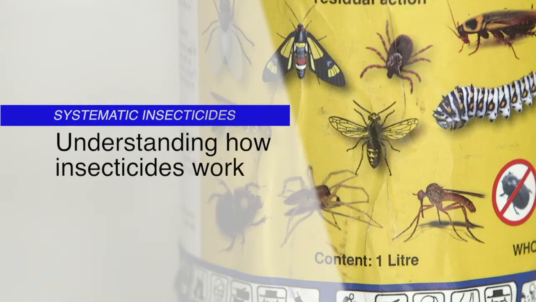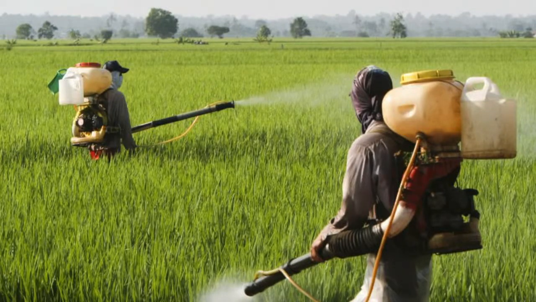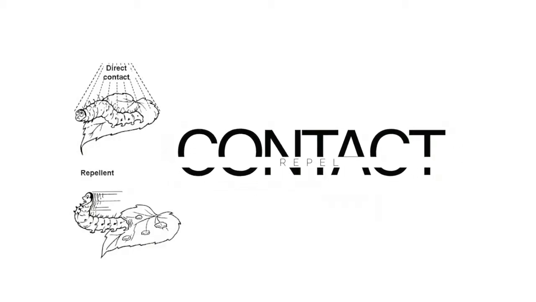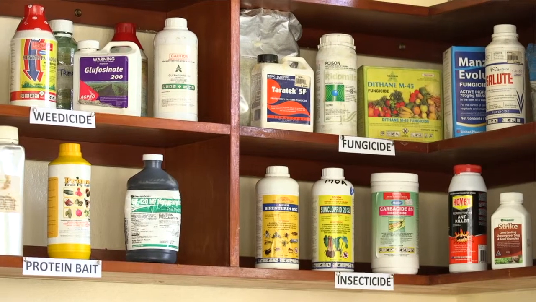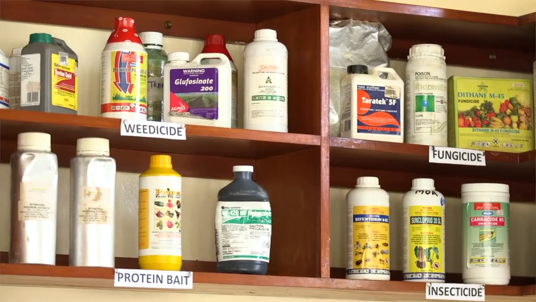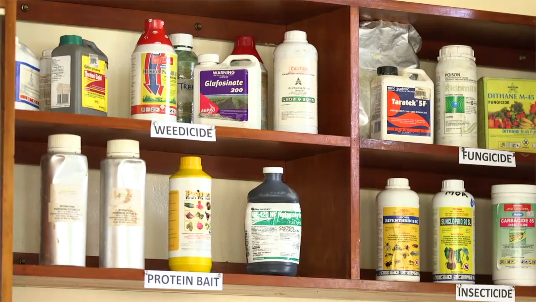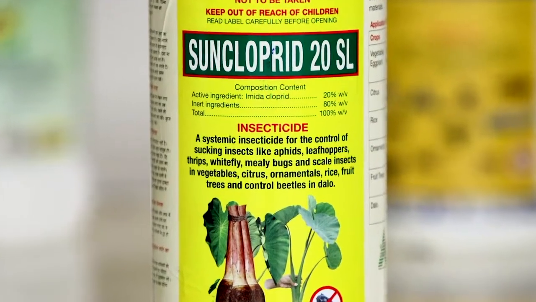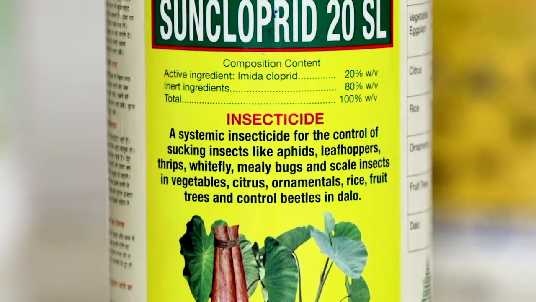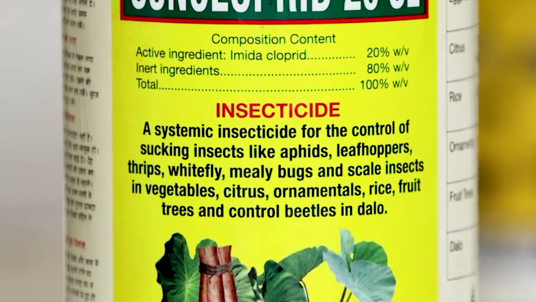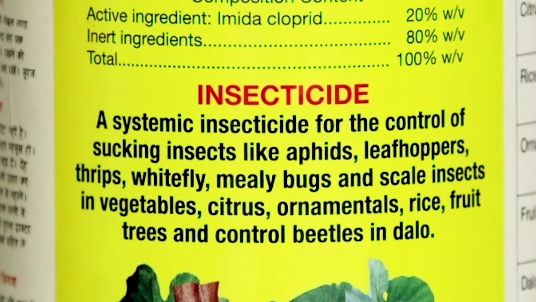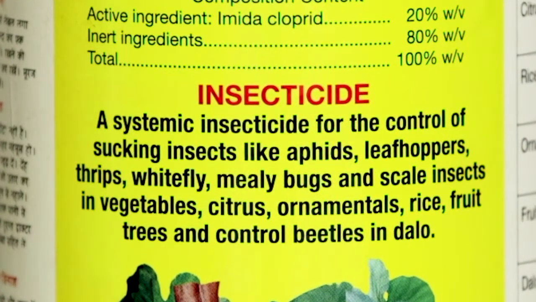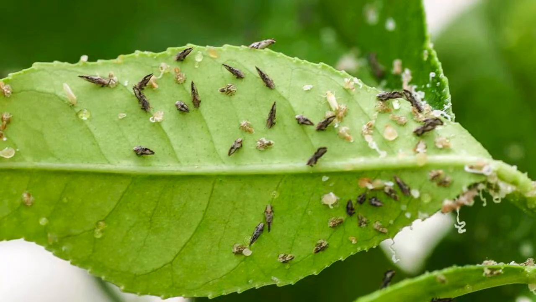Insecticides vary in how they work to control insect pests. One is through contact with a pest and the other is through eating a sprayed plant. An example of a contact insecticide is Sunseas. This kills as soon as they come in contact with pests. Systemic insecticides are applied to the roots or leaves where they are absorbed and transported within the treated plant. Suncloprid is an example of a systemic insecticide. When insect pests feed on the leaves after sprayed, they die.